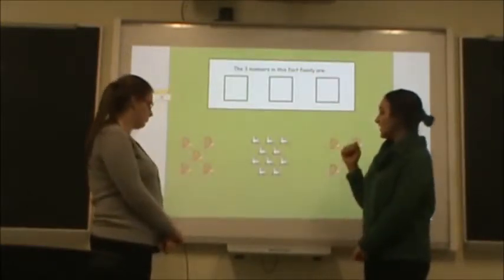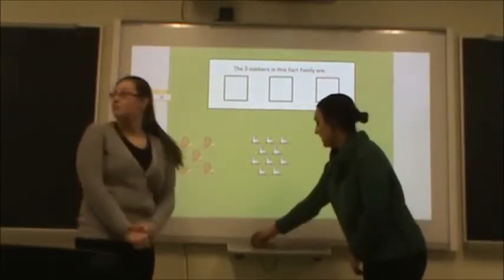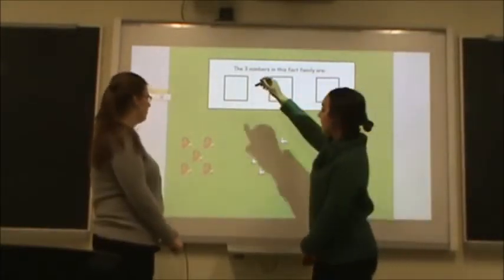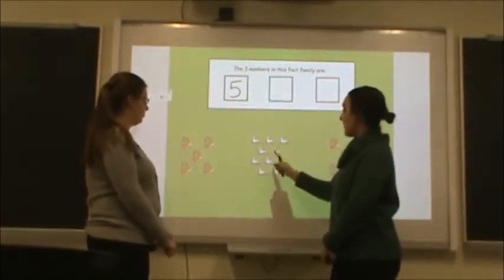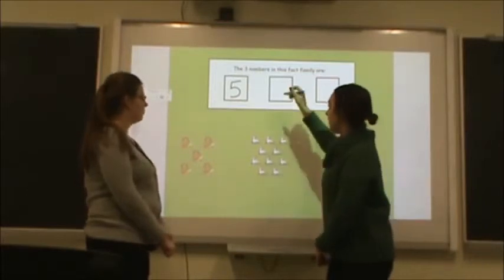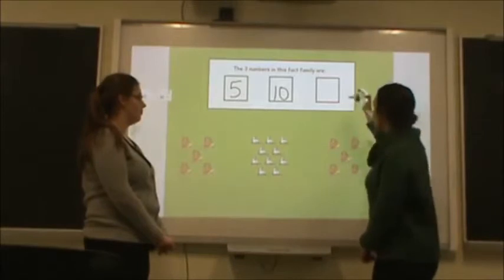So this one is the same as the previous one, also using pictures. So the students would come up and write 5, 1, 2, 3, 4, 5, 6, 7, 8, 9, 10 seals, and 5 lions.